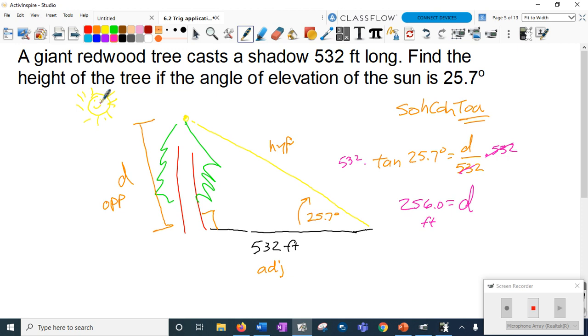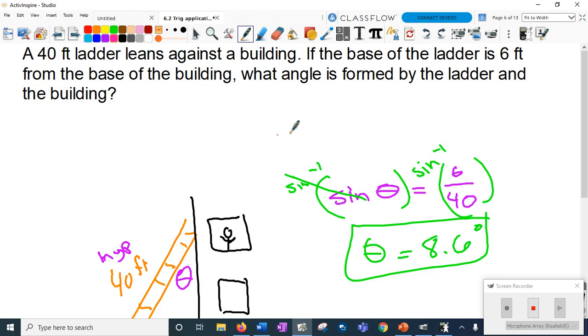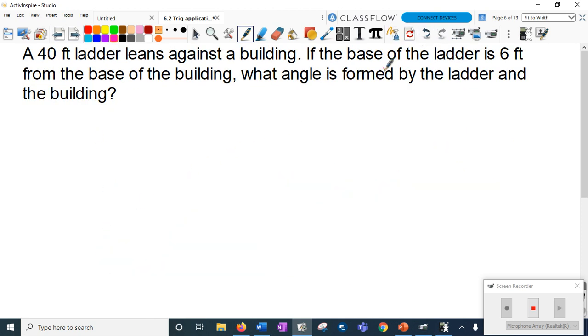Okay. All right, last one. No spoilers. All right. A 40-foot ladder leans against a building. First off, do you have that picture yet? Can you picture that in your mind? Okay, we've got a ladder. It's 40 feet long. Okay, it's leaning up against a building. Okay, all right, there's Mr. Watt on the second floor. That's where my classroom is.